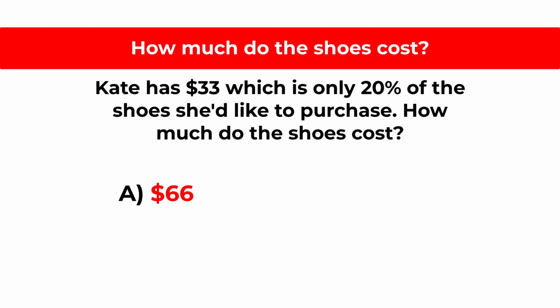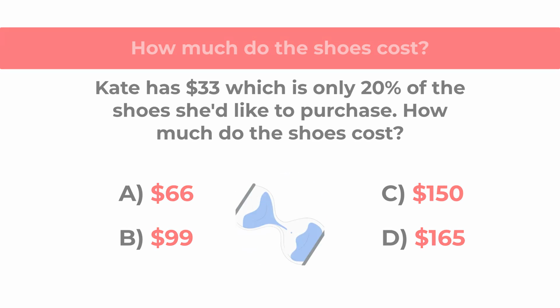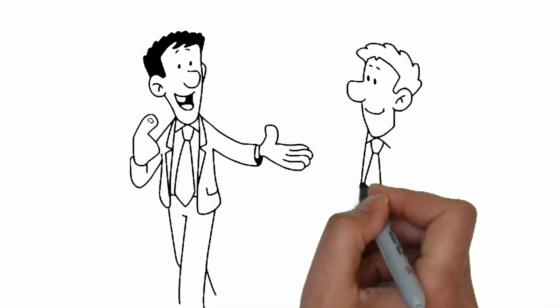Choice A, $66. Choice B, $99. Choice C, $150. And choice D, $165. Can you calculate the answer? Give yourself 10 to 15 seconds, maybe 20 to 30 seconds, depending how well you are with math and percentages. Ready or not, let's go ahead and get to the correct solution together.